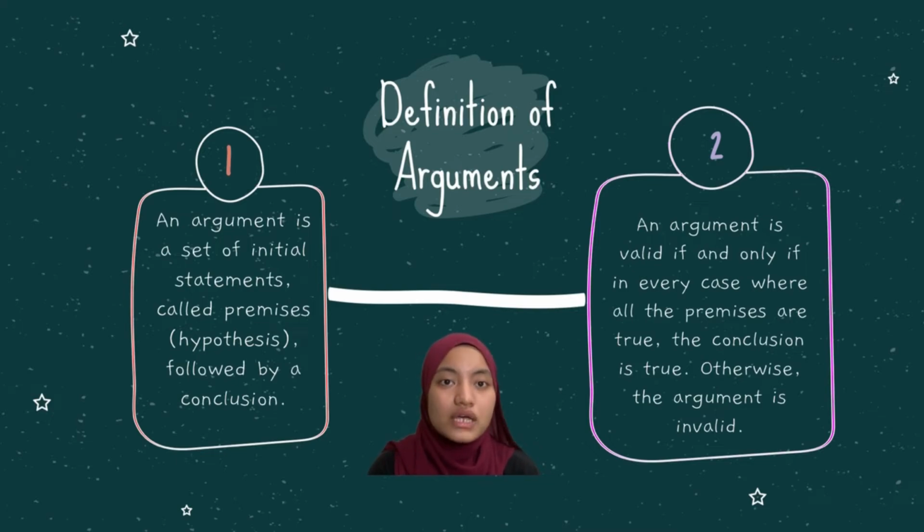Second definition: an argument is valid if and only if in every case where all the premises are true, the conclusion is true. Otherwise, the argument is invalid. From definition 2, it is clear that the validity of an argument depends on both the premises and the conclusion. So basically, an argument consists of a statement or a finite collection of statements called premises or hypotheses and a statement called conclusion. An argument may be valid or invalid depending on the hypotheses. An argument is said to be valid if the conclusion is true whenever all hypotheses are true.